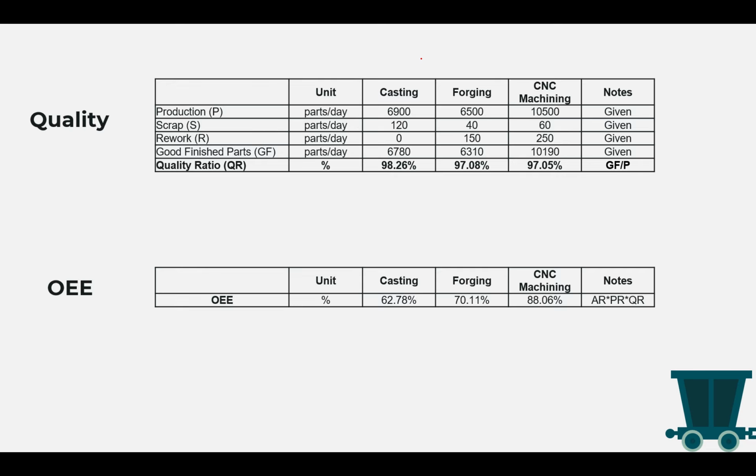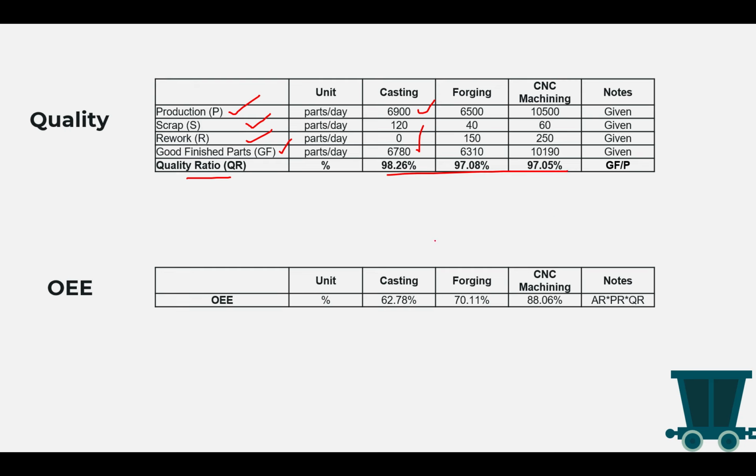And then for quality, production is given, scrap is also given, rework is also given, good finished part is also given. We can just find the quality ratio. Basically, the good parts divided by the total production.